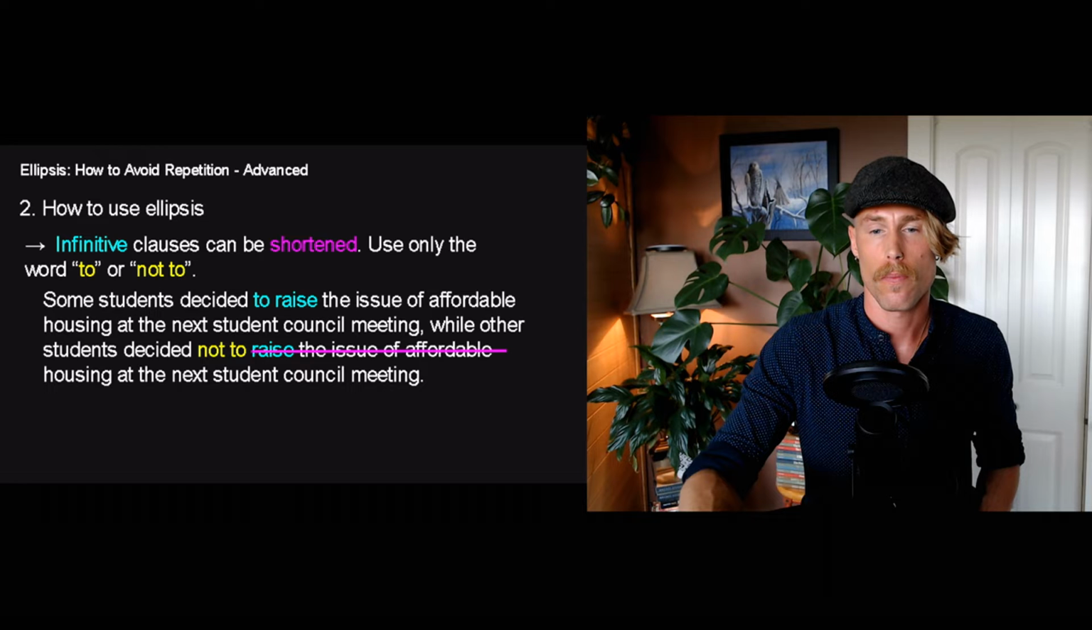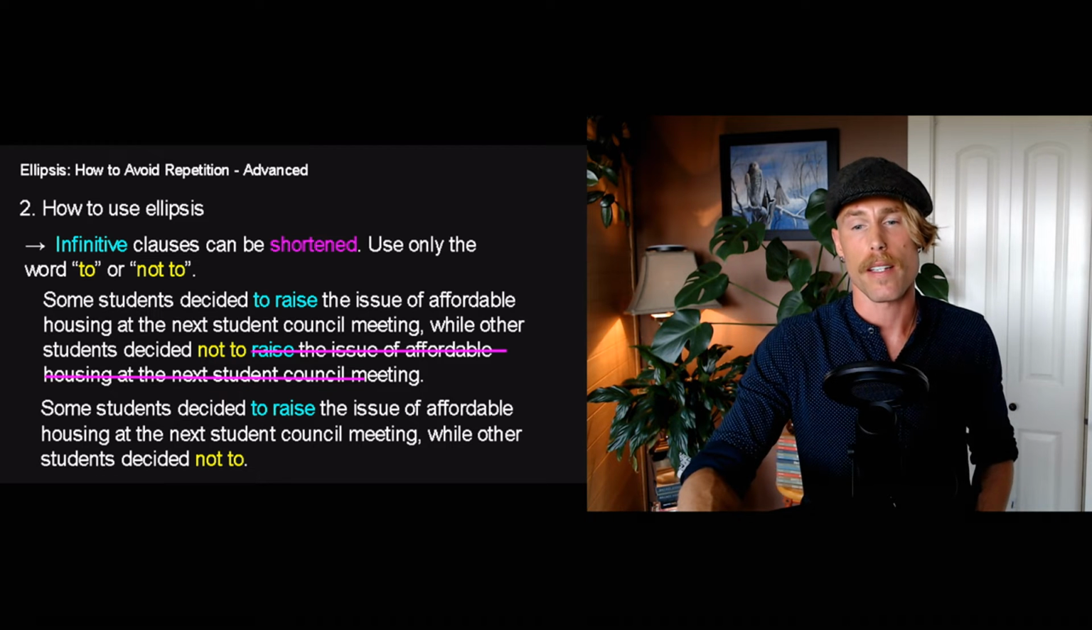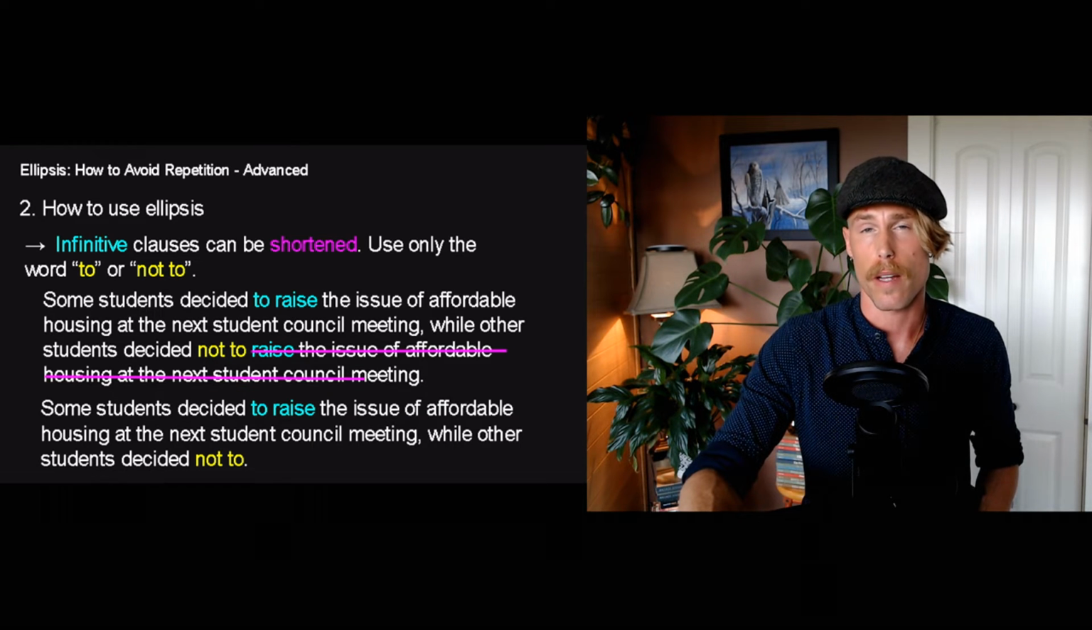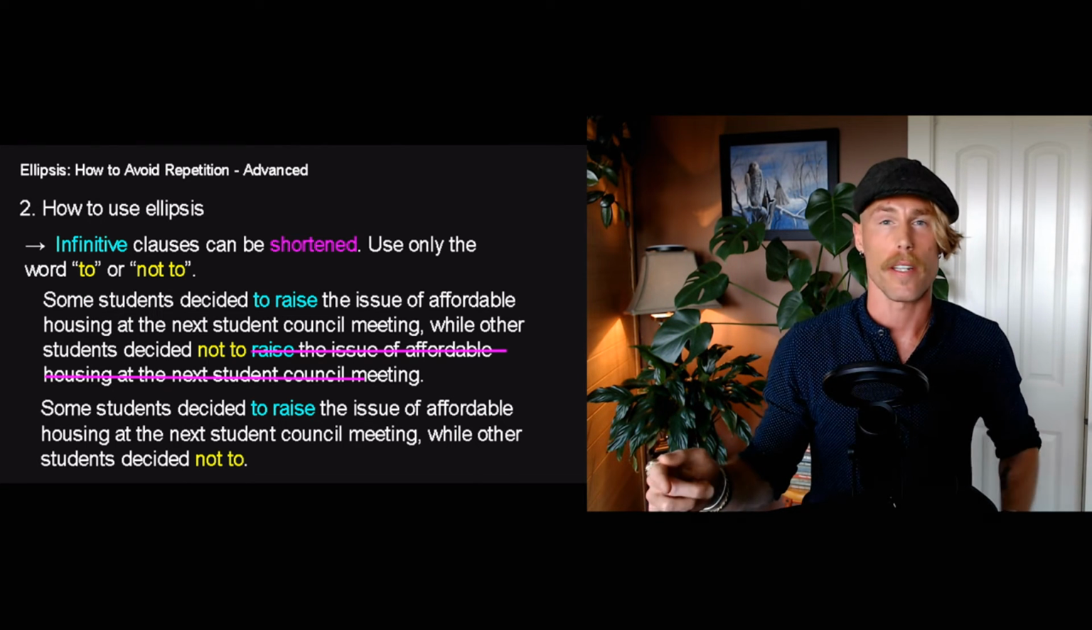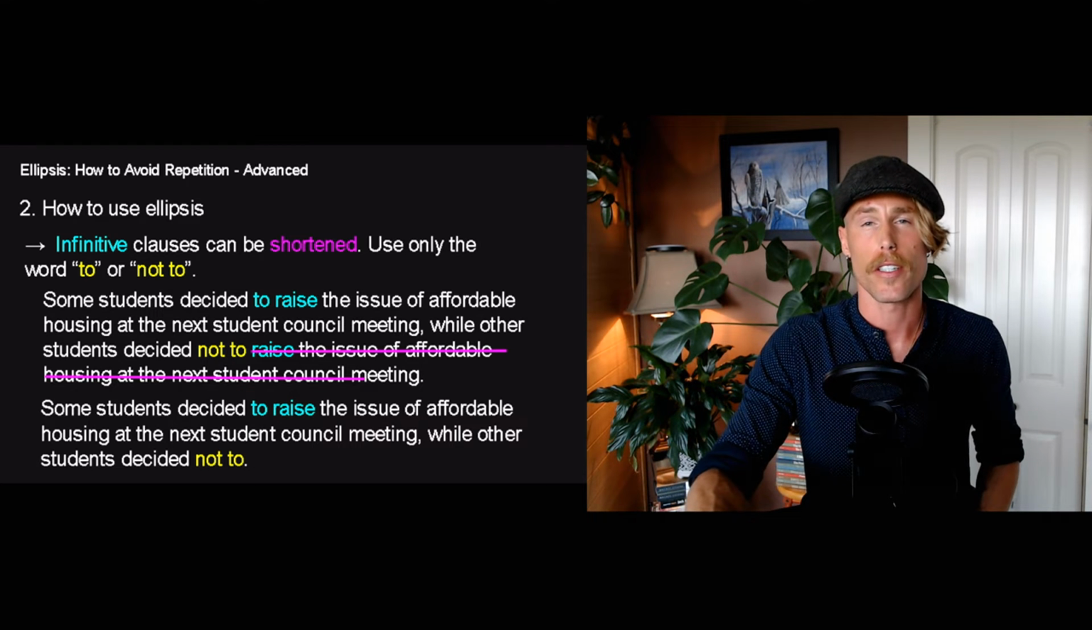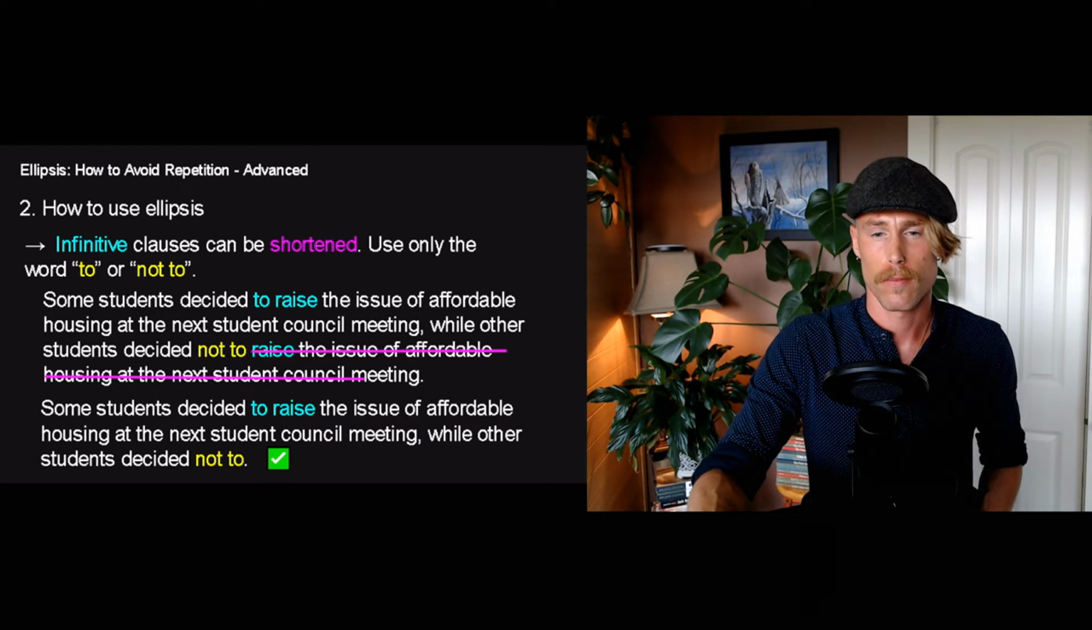So, there we go. We don't need to repeat the verb again, raise, the infinitive. So we can end the sentence with not to. Some students decided to raise the issue of affordable housing at the next student council meeting, while other students decided not to. Not to what? Not to raise the issue of affordable housing at the next student council meeting. You get the idea. All right.